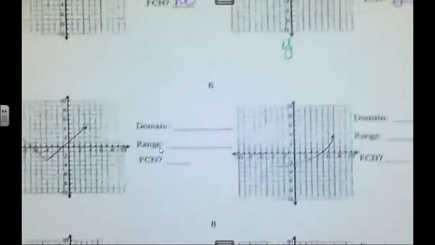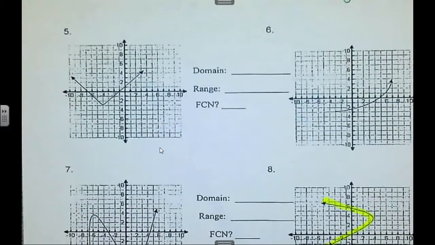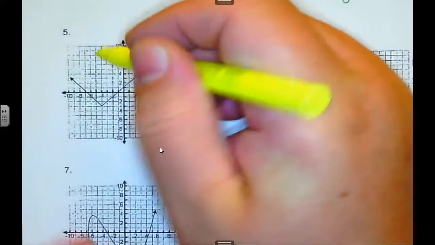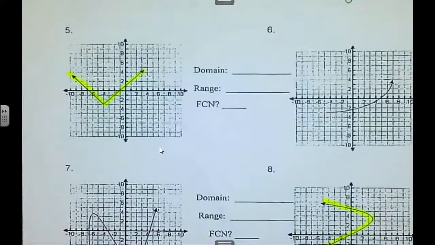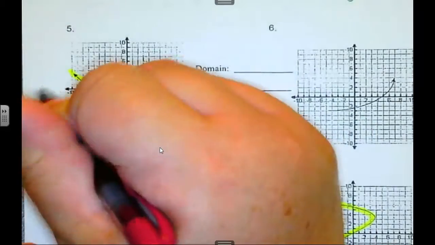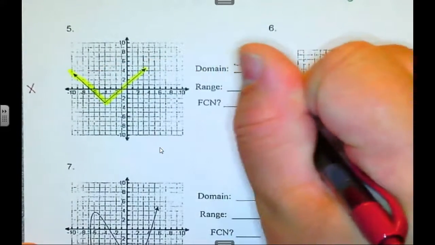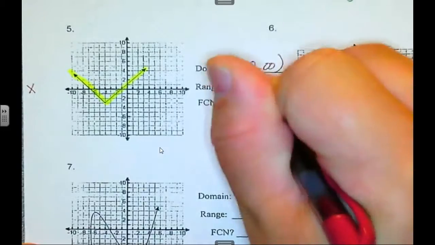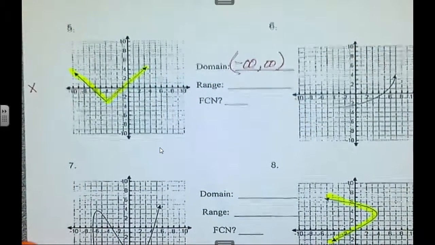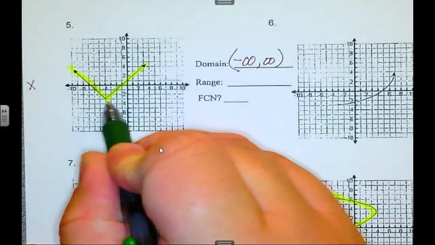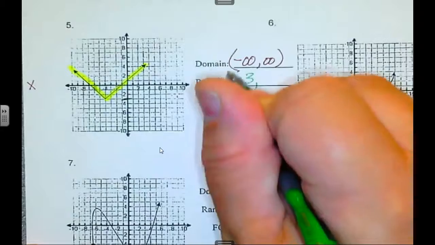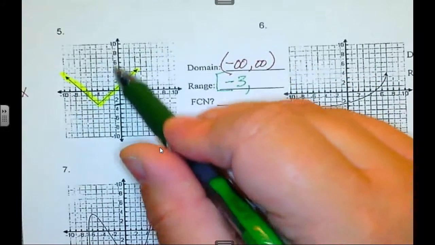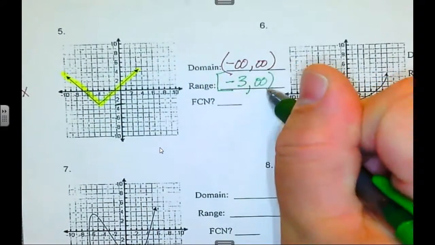Okay, what about number 5? Here's my graph. It has arrowheads going the opposite way from my x's. So what's going to be my domain? Negative infinity. There you go. What about my y values? Where does it start? 3. Careful, negative 3. Where's it going to stop? Infinity.